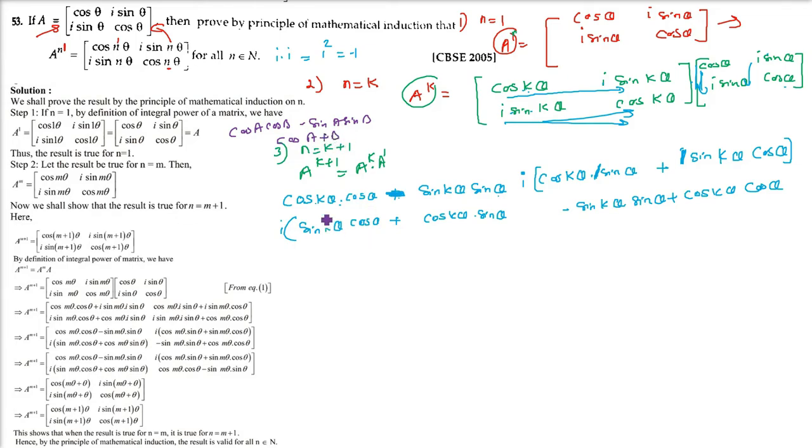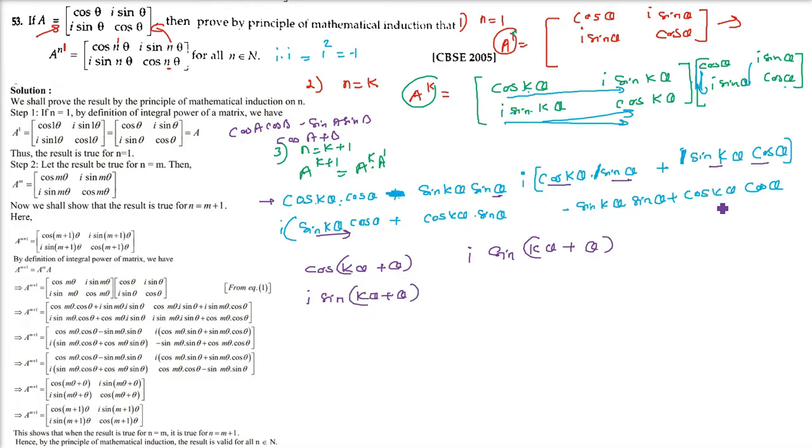What is A? K theta. What is B? Theta. So cos(K theta plus theta). Okay. Now I am taking common: cos A sin B plus sin A cos B. So it will be sin(A plus B), sin(K theta plus theta). Now this one, again the same thing will come: sin A cos B plus cos A sin B. That is I sin(K theta plus theta).